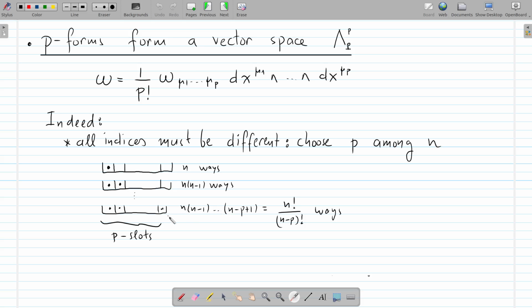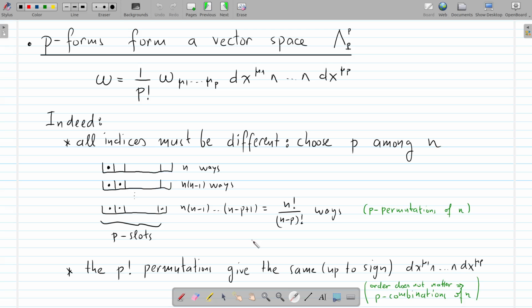and by filling in the slots here, we end up with no choice with the last index. We have n minus p plus 1 choices here. So the total number of ways is n times n minus 1 up to n minus p plus 1, and by multiplying and dividing by n minus p factorial, we obtain that the number of ways that this can be done is n factorial divided by n minus p factorial.